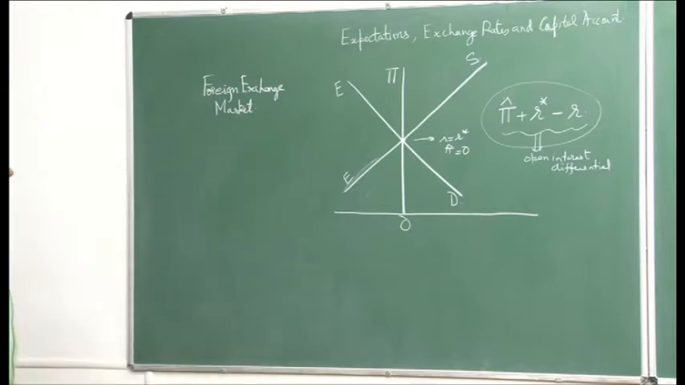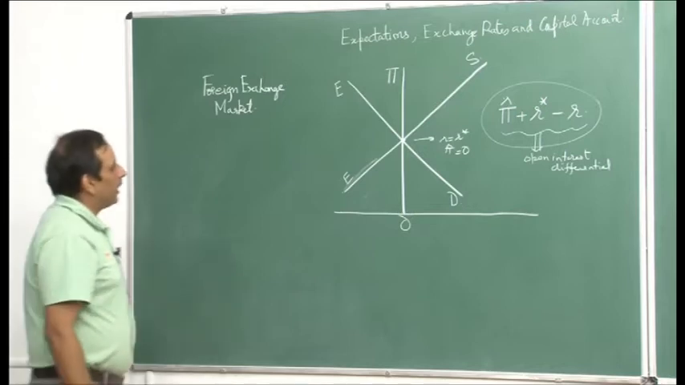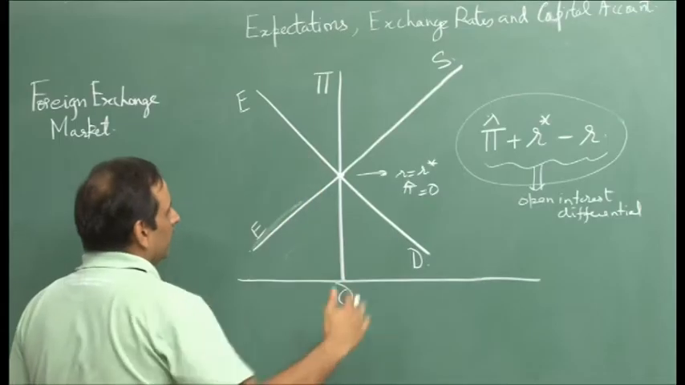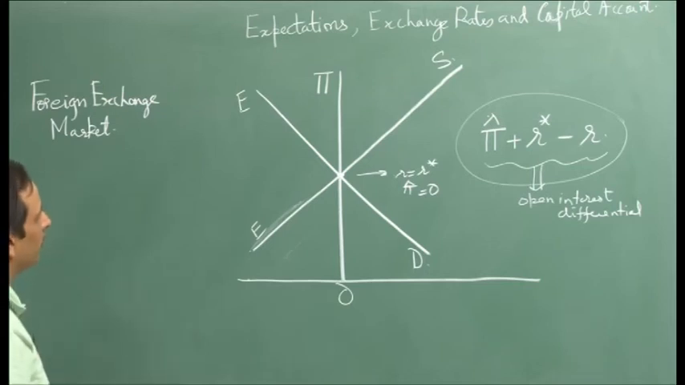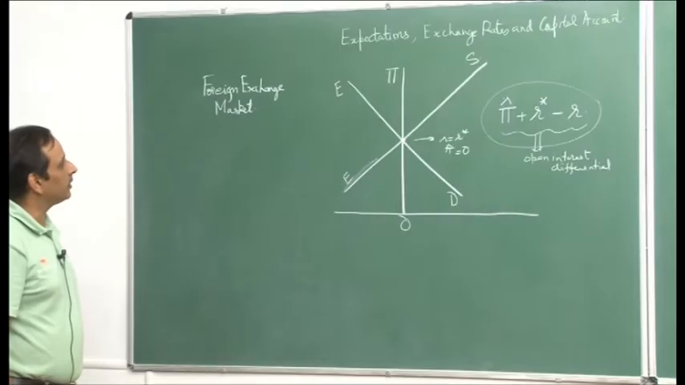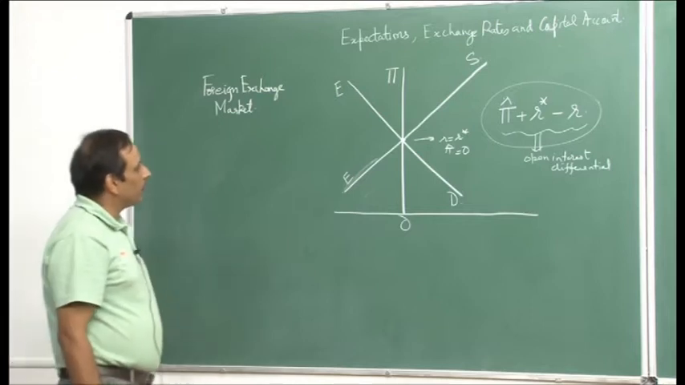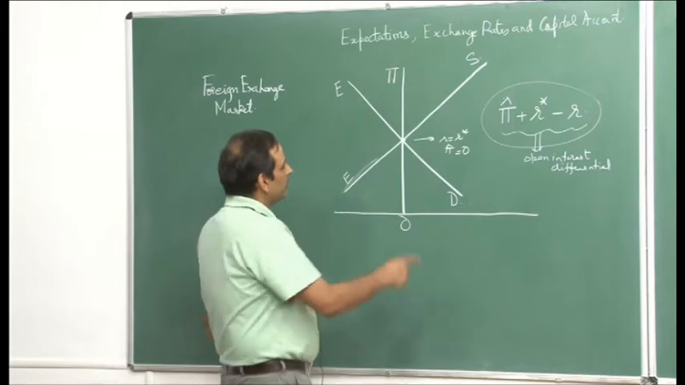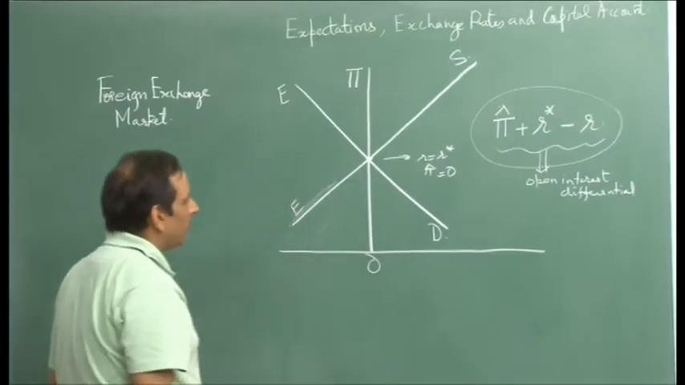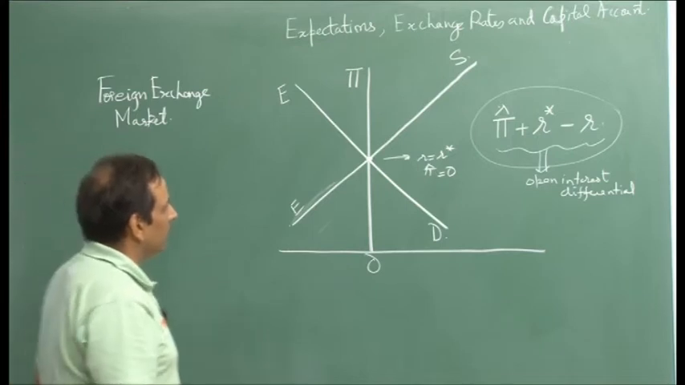So, we are re-looking at the foreign exchange market, and we have the downward sloping ED curve and upward sloping ES curve. ES is the excess supply curve, ED is the excess demand curve. Excess supply curve is upward sloping because of the assumption that if pi rises, it leads to an improvement in the current account balance, and there is excess supply of foreign exchange. ED curve is downward sloping because this ED curve is the demand by the investors and speculators.